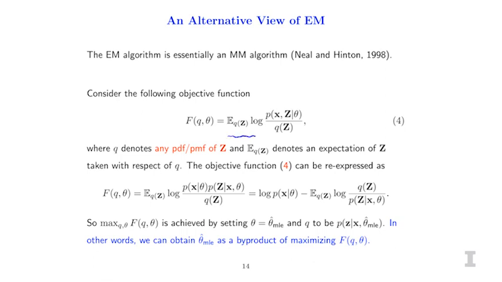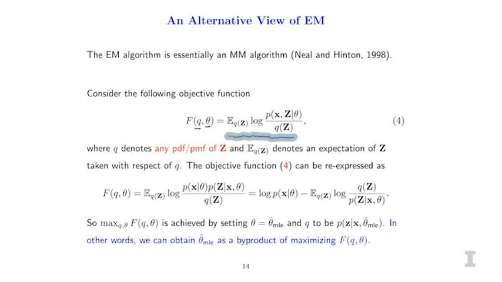On the right hand side, we have our data x, which is given, and Z will be integrated over because we take the expectation over Z with respect to Q. And theta is unknown, and the distribution Q is also unknown. So this is a function with two arguments. One is theta, another is this unknown distribution over Z.